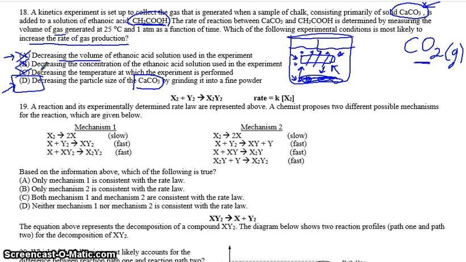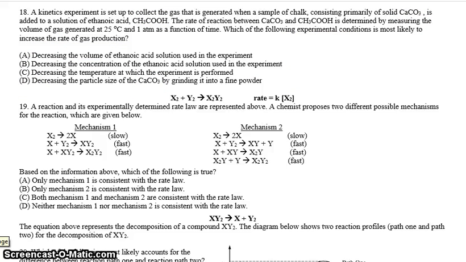All right, let's take a look at number 19. Number 19 says a reaction and its experimentally determined rate law are represented above. Here we have two reactants combining into a product. The rate law is given to us on the right. We notice that the rate law contains only one of the reactants.